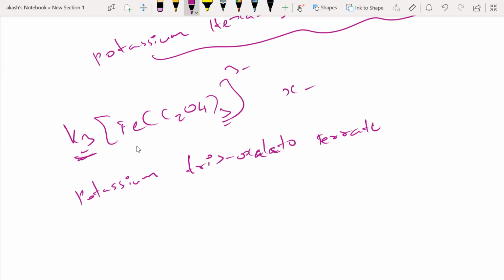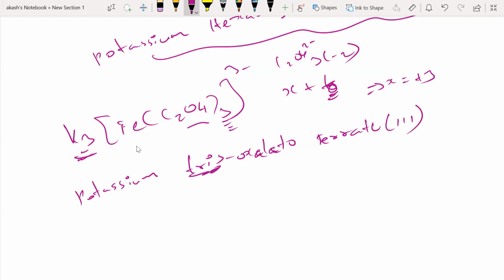Again, if you calculate the oxidation state, it's very simple. X minus 6. Why am I putting minus 6? Because it's 3 into minus 2, because it is C2O4 2 minus. So again, you'll be getting X as plus 3 oxidation state. So ferrate 3. Now remember that you have to use tris because it's a bidentate ligand. That's the name of this compound.